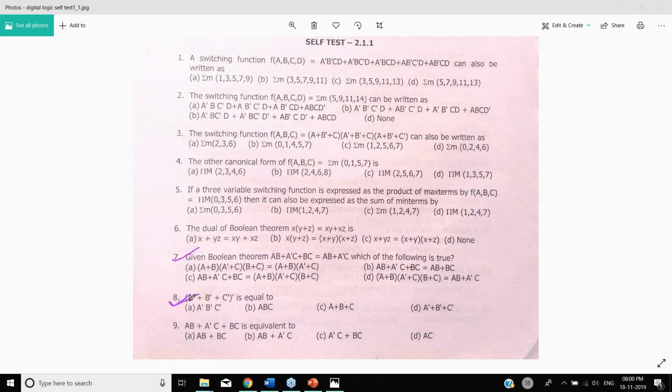So we'll look at the 8th question first. What it says: A bar plus B bar plus C bar whole complement is equal to which of these options? You may apply De Morgan's law directly. You open the bracket of the full complement, and individual elements will be complemented and ANDed. So A complement complement, that is A, dot B complement complement, that is B, dot C complement complement, that is C. A dot B dot C will be the answer.